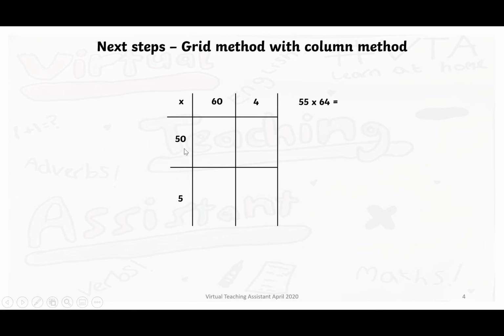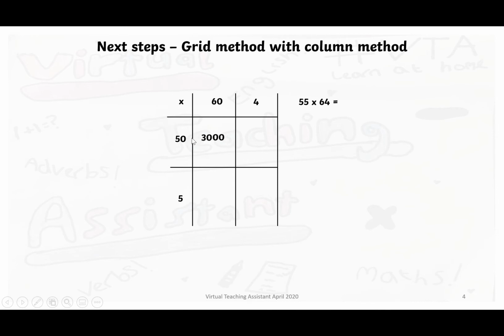Alright, so first things first, 50 times 60 looks quite complicated. Make it easy on yourself. Cross out your zeros. What's 5 times 6? Can you count in your fives? I can. So 5, 10, 15, 20, 25, 30. Alright, now let's pop those zeros back on.